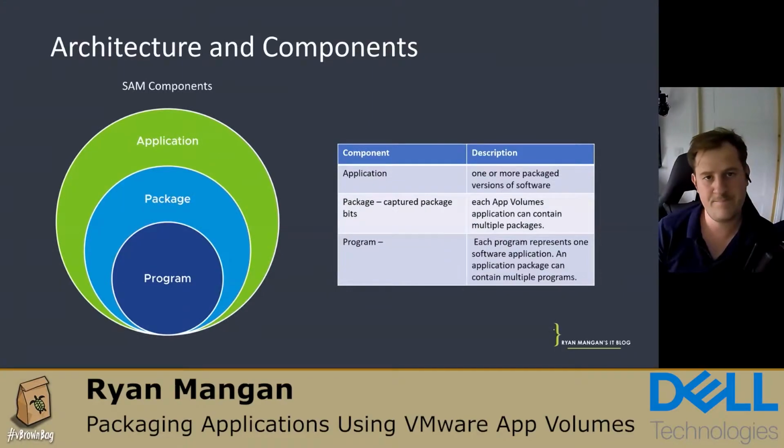So how does App Volumes version 4 work? Taking a quick look at the components: Simple Application Management is the SAM term. In that container, you've got an application, package, and then program. It's a way of granularly controlling the application in terms of its delivery. The application is effectively the software you're delivering out, the package is the versioned bits inside there, and the program is each executable within that application.